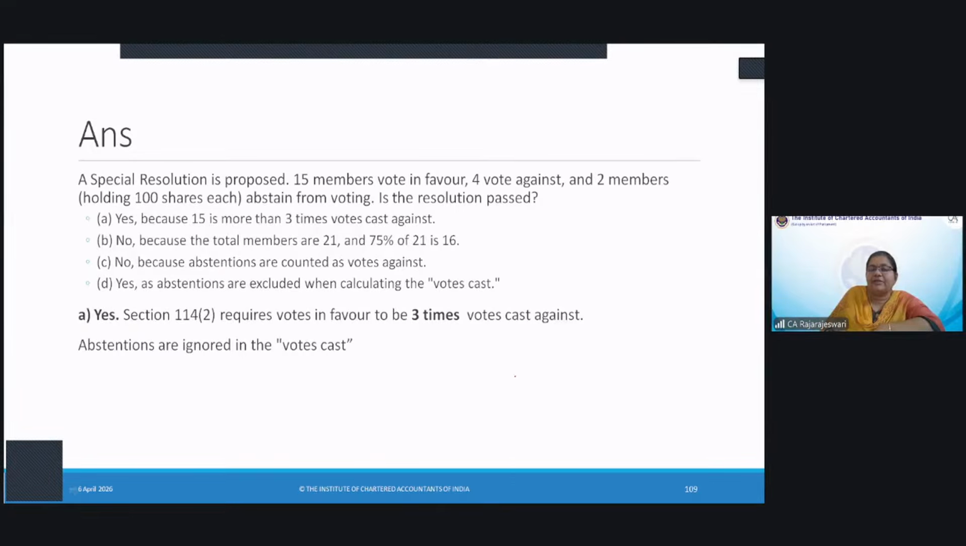So votes in favor must be 3 times the votes cast against. Abstentions are ignored in the votes cast. You are not excluding that, you are just ignoring it. See, you can also take a meaning here. It could be against the thing also. You are not at all considering it. It's not excluded, but ignored. You are not at all considering. So you are ignoring.